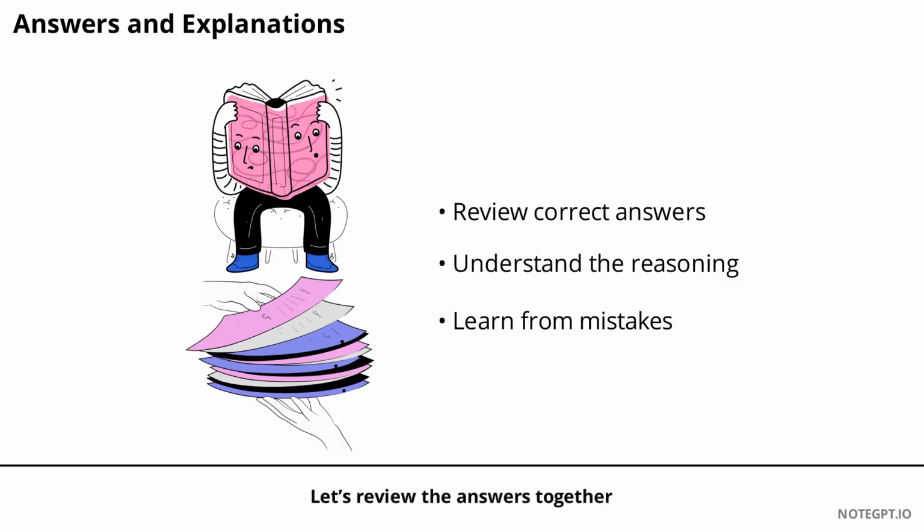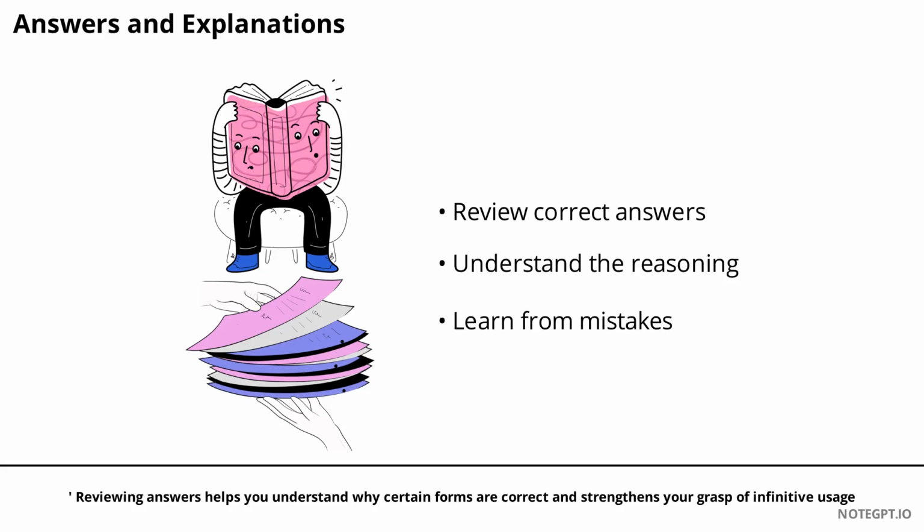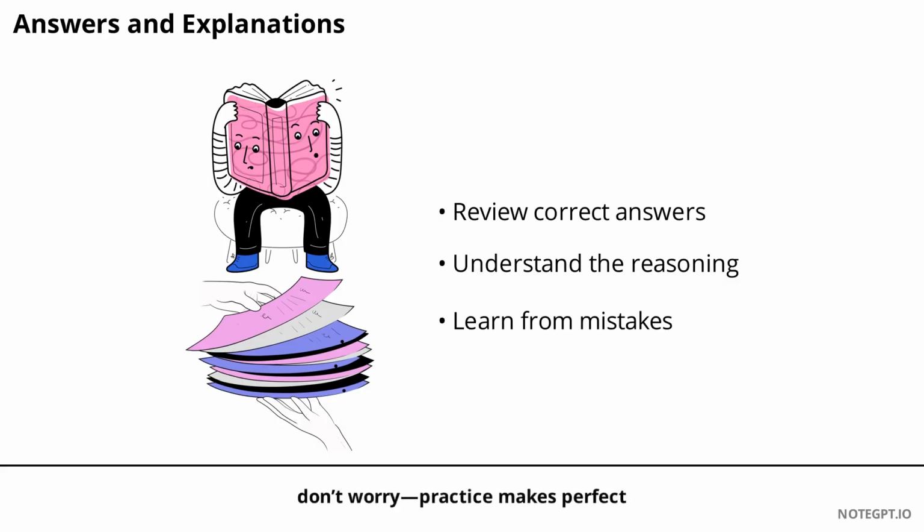Let's review the answers together. For example, "We ought to get some more bulbs." Here, "to get" is the correct infinitive form. Another, "The main thing is to stay calm." Reviewing answers helps you understand why certain forms are correct and strengthens your grasp of infinitive usage. If you made mistakes, don't worry, practice makes perfect.